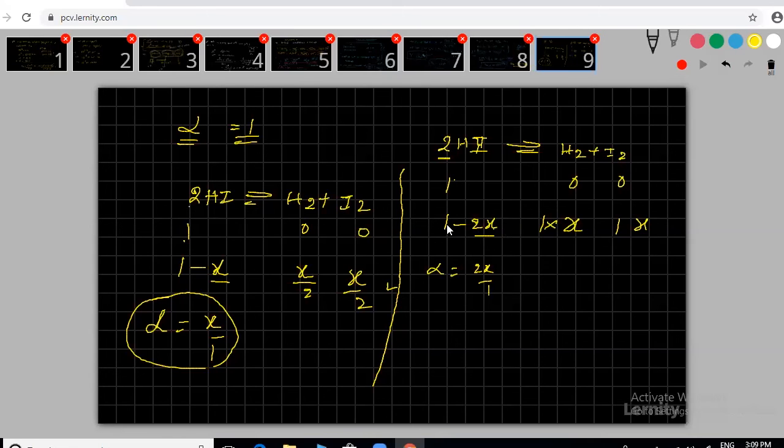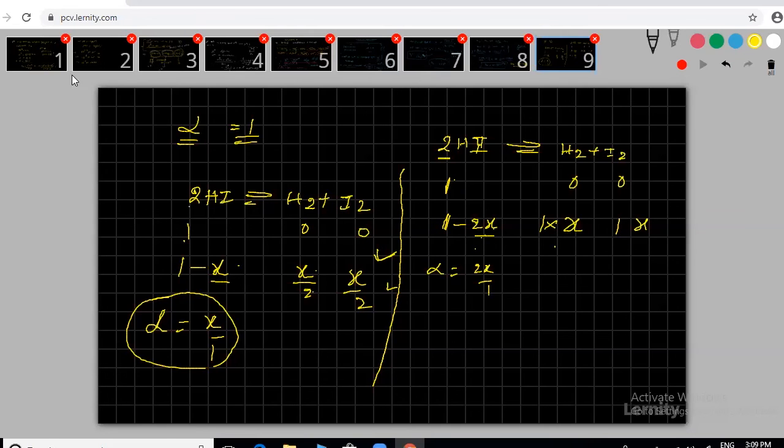But if you are dividing all the cases by 2, then we will again get the same, because the degree of dissociation is independent of initial concentration. It doesn't matter how many moles you are taking, 5, 10, it doesn't matter. So if you divide 2x by 2, we will get x, and x by 2 here.